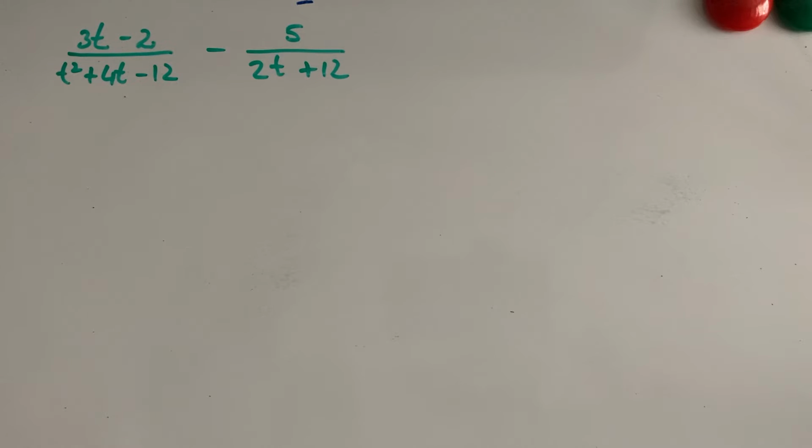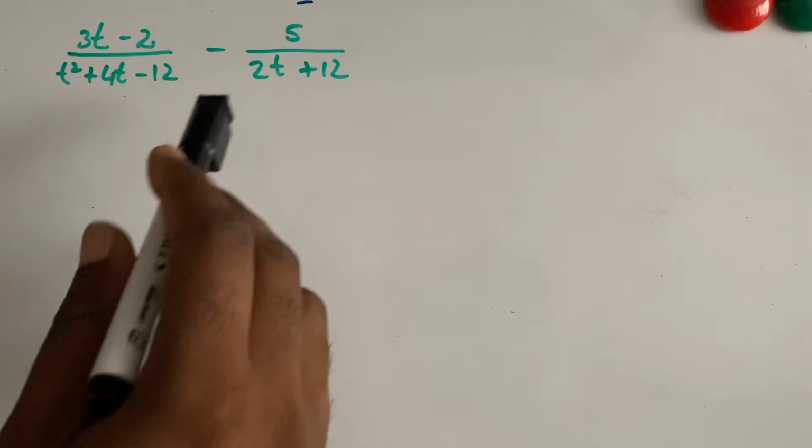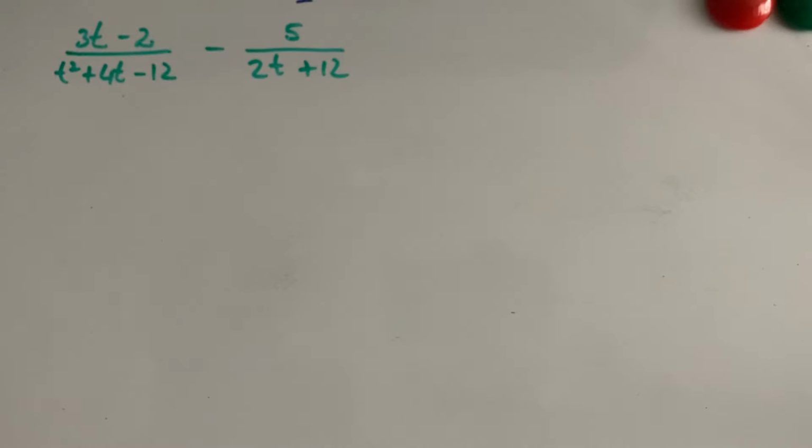Okay, all right. So in this case here, guys, we need to subtract these two rational expressions. Now the first thing you could realize here is that the denominators are not the same. And what do we do when denominators are not the same? We need to find the LCD.